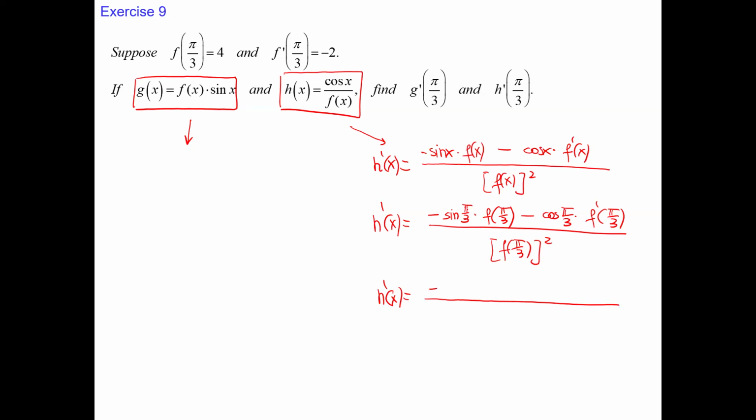Okay, now sine of 60 degrees. Sine of pi over 3 is square root of 3 over 2. f at pi over 3 is 4. Minus cosine at pi over 3, cosine at 60 degrees is 1/2. The derivative of the function f at pi over 3 is negative 2. And now the value of the function is 4 squared. Let's get the final answer. This one will be negative 2 root 3. Negative and negative is positive, and that's actually 1/16.